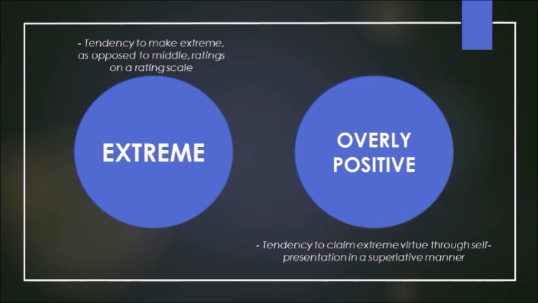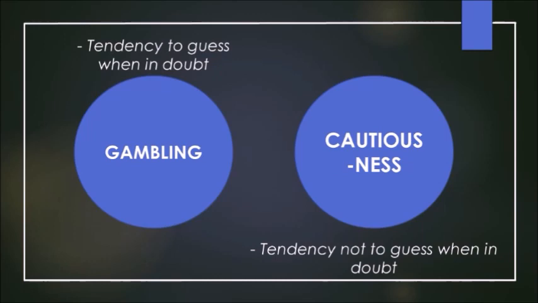Overly positive response style may be somewhat similar to socially desirable responding. However, the latter may take into consideration what the test taker thinks the evaluator would like to see. And so he or she would respond in a particular way that would satisfy that expectation. Whereas in overly positive response style, the general tendency is to show that the test taker is good, is the best. Then we have the gamblers who tend to guess when in doubt, and those who are overly cautious who tend to not guess when in doubt.